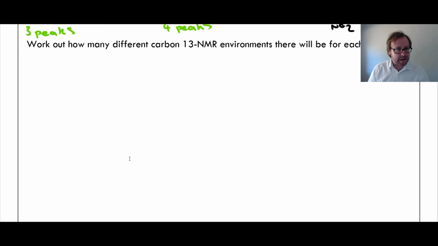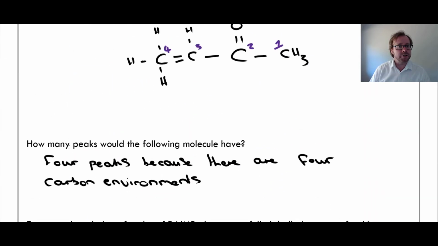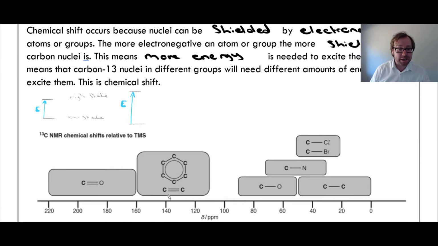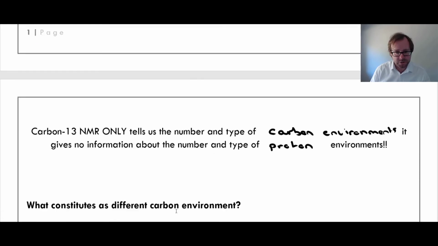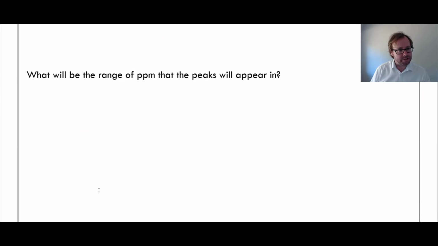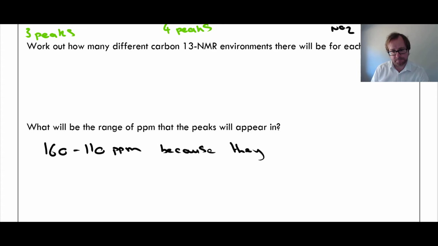Right, and lastly, what will be the range of ppm that the peaks will appear in? Well, we go all the way back up to find our aromatic range, which is 160 to 110 ppm, because they're all part of this aromatic structure. I can't remember what we said, 160 to 110 ppm, because they are aromatic.